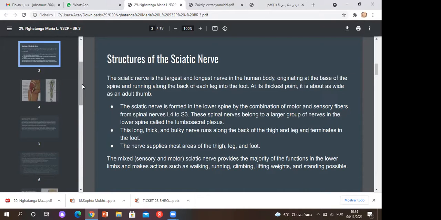The sciatic nerve is formed in the lower spine by the combination of motor and sensory fibers from spinal nerves L4 to S3. These spinal nerves belong to a larger group of nerves in the lower spine called the lumbosacral plexus. This long, thick, and bulky nerve runs along the back of the thigh and leg and terminates in the foot. The nerve supplies most areas of the thigh, leg, and foot. It is mixed sensory and motor, which means this nerve has both sensory and motor functions, and provides the majority of the functions in the lower limbs and makes actions such as walking, running, climbing, lifting weights, and standing possible.